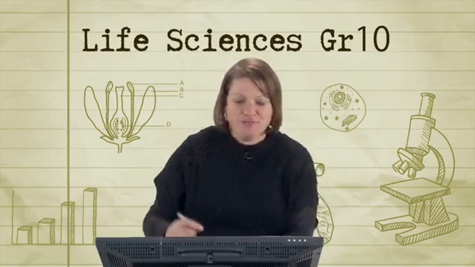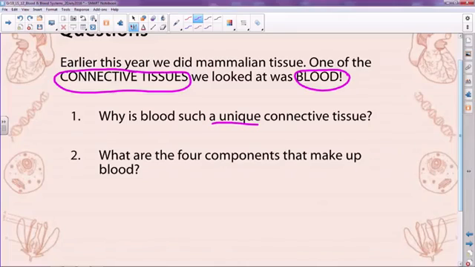Okay, the first question. Why is blood so unique? And unique means, why is it so special? What makes it different from any other of the connective tissues? There are 2 things I hope you were able to point out. Number 1, it is the only connective tissue that is a liquid. If you remember, all the other connective tissues that we did were either hard or jelly-like. And because it's liquid, what else did it not have?